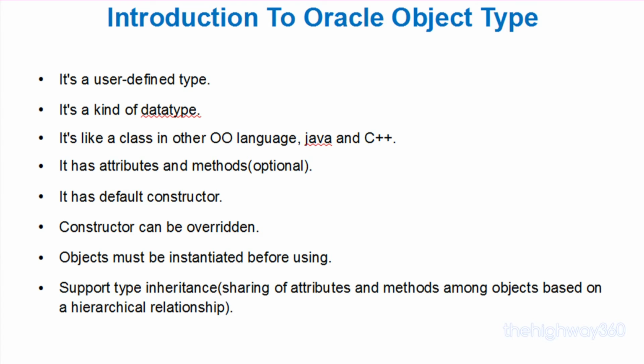It supports inheritance. Inheritance is one of the features within the OO world. What it means is that if there's a relationship between a parent and a child, the child will inherit the attributes and methods from the parent.